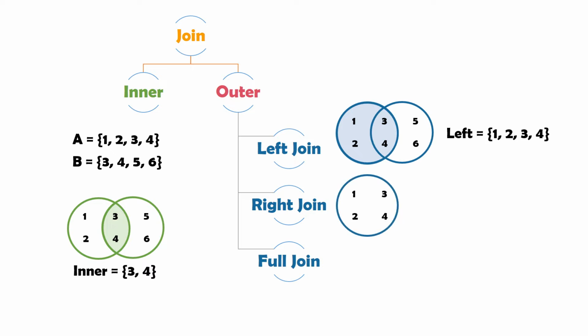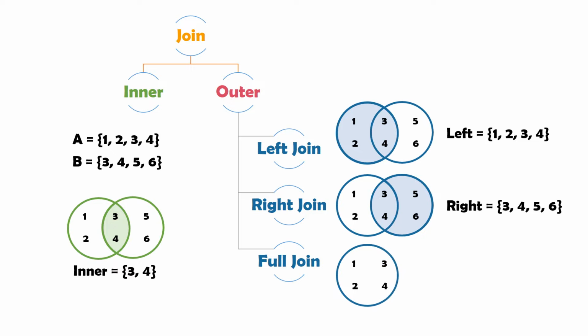Right outer join is basically the same as left outer join. The difference here is that we take the numbers that are in A and B, but also the numbers that are only in B. The output here is 3 and 4 because they are in A and B, but also 5 and 6 because they are only in B.